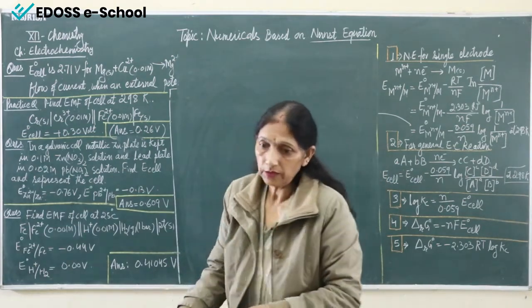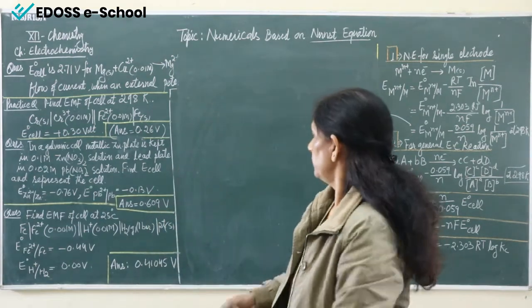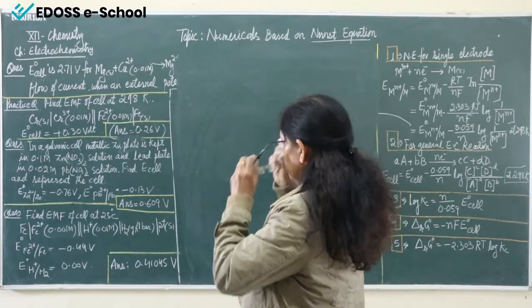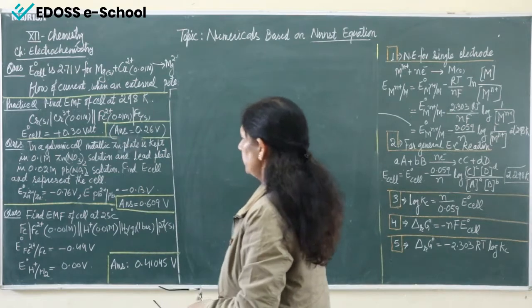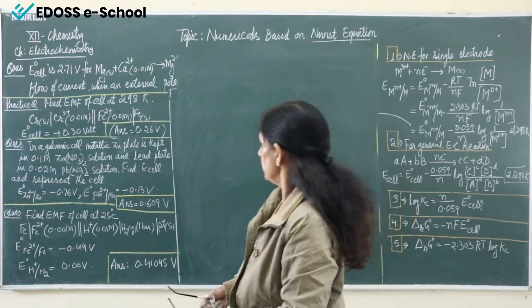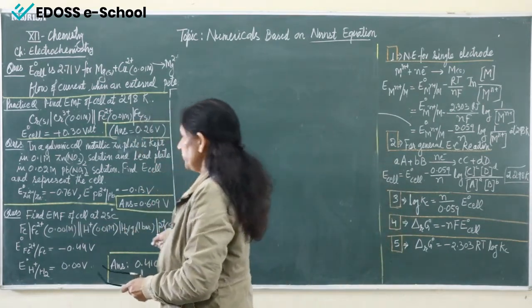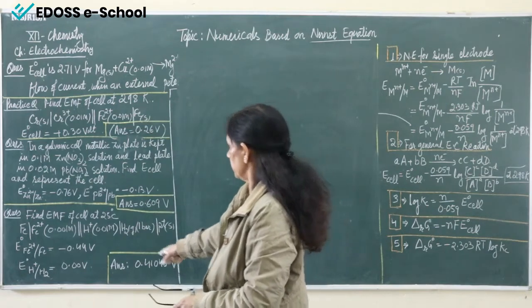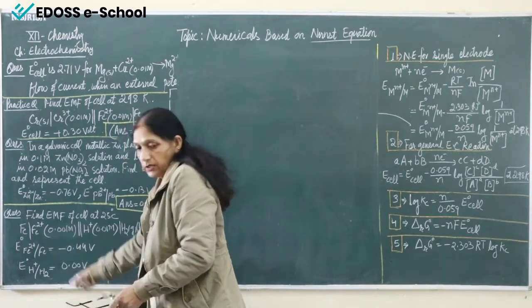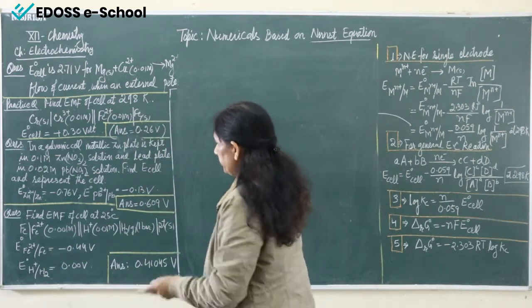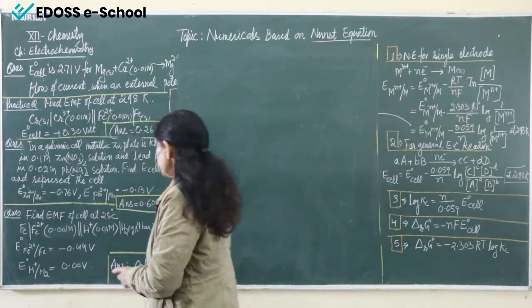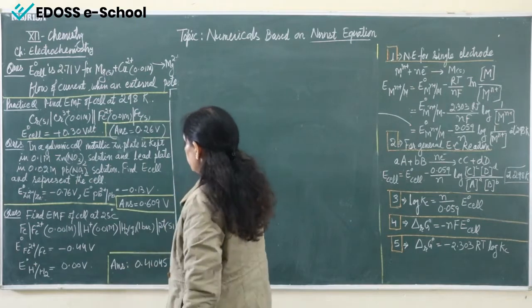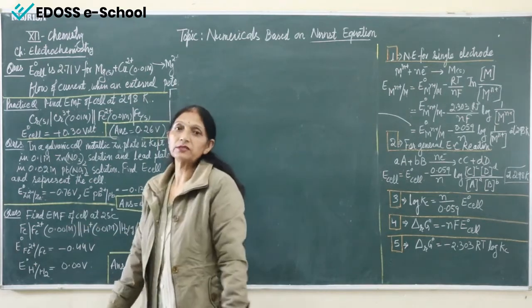Now see, in this question, find EMF of the cell at 25 degrees Celsius, and this equation is given here. Okay, and this is electrode potential. Standard electrode potential is given to you. Okay, and you have to find EMF of the cell.